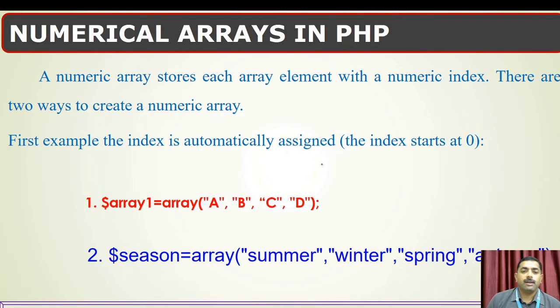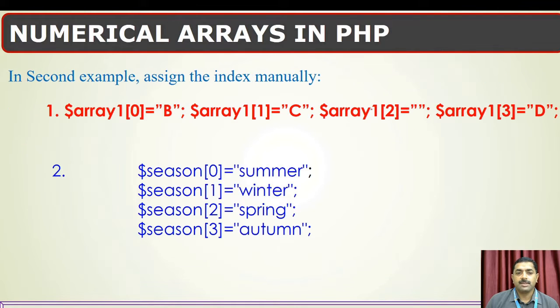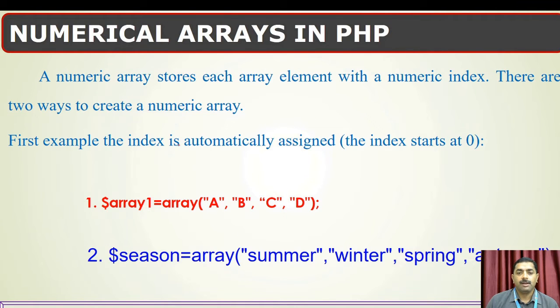In this video I am going to discuss only numeric arrays. Associative arrays and multi-dimensional arrays will be discussed in later videos. A numeric array stores each array element with a numeric index. There are two ways we can create arrays.